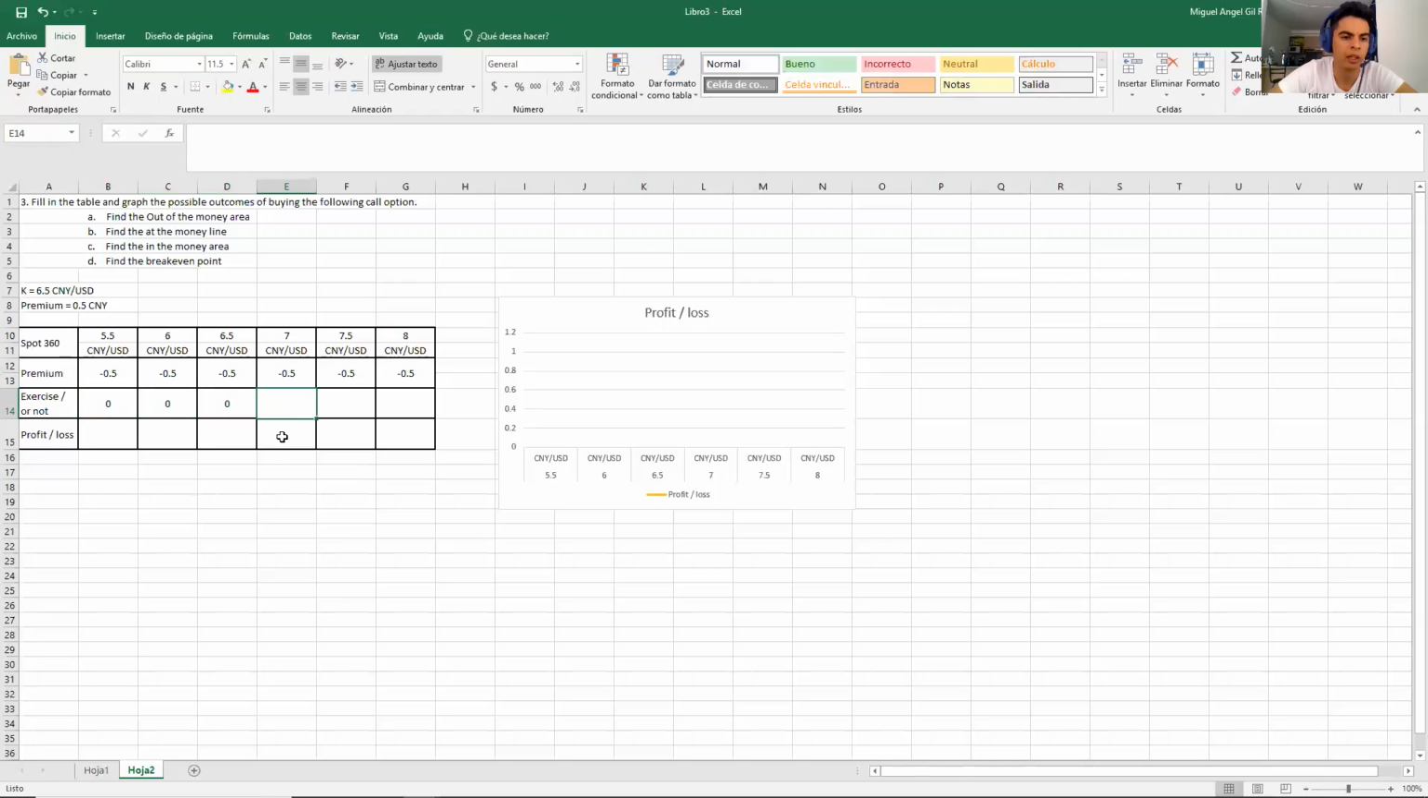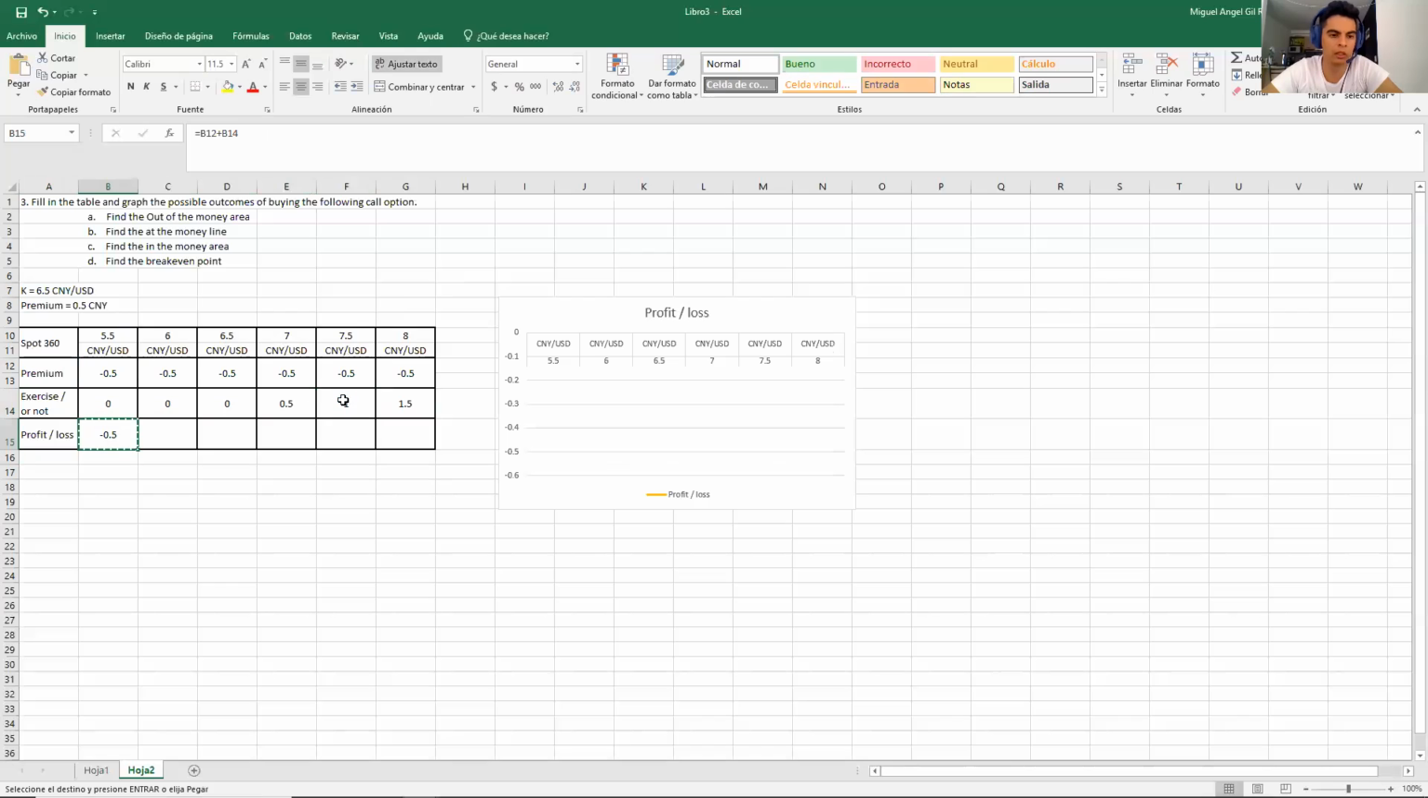And at 7, here it's different because at 7, I think it's better to buy it in the option. So I will exercise and I will account for the difference. In this case, it's positive because I am buying the option. So I decide to use the option when it is good for me. So I will pay only 6.5 instead of 7. So the difference is positive. In here, the difference is 1. And in here it's 1.5. And finally, I only have to add the two numbers to get the total.